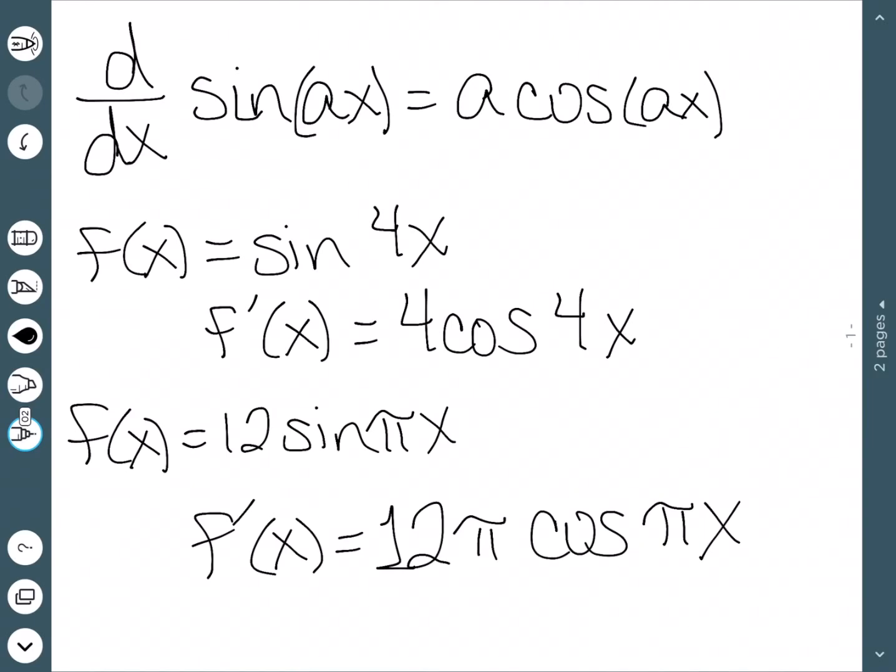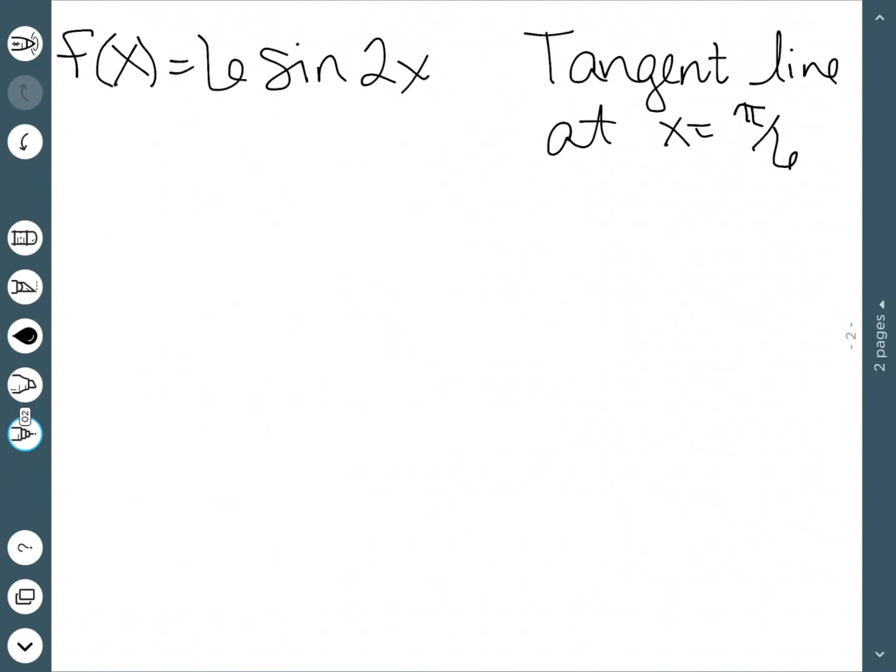And now let's look at one that will make a little more complicated. Here we want to find the tangent line of this function 6 sine 2x at x equal to pi over 6. So for a tangent line we need a couple of things. First we need our point. Our x value is going to be pi over 6, and then our y value will be 6 times sine of 2 pi over 6, which turns out to be 3 root 3.